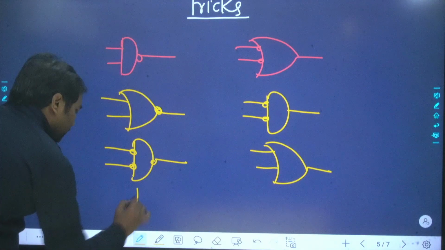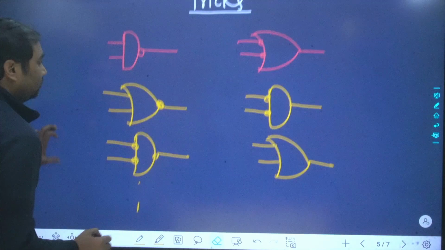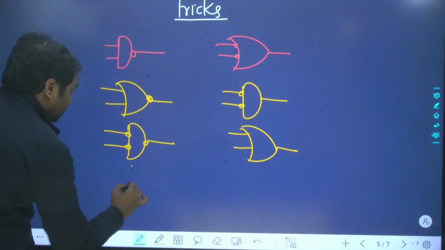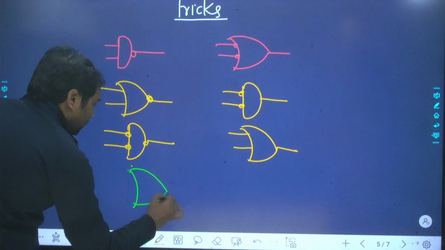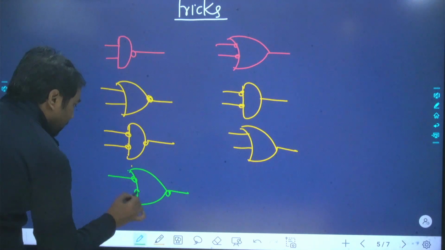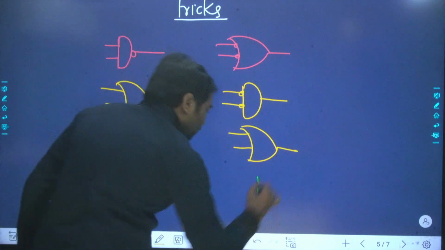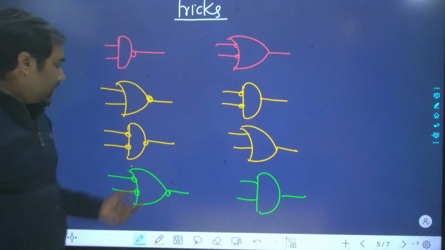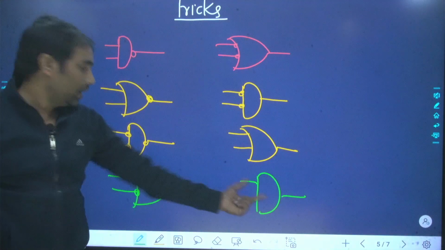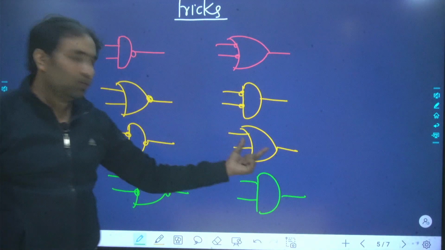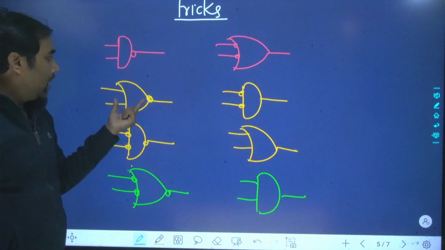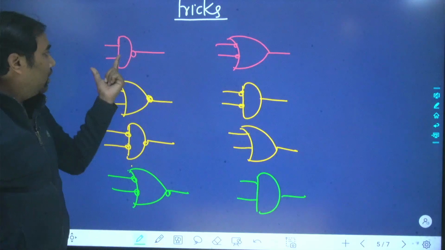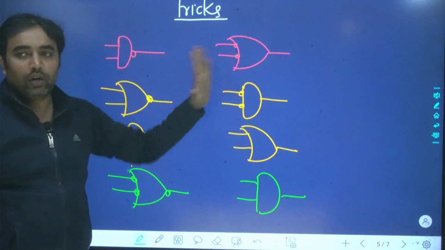And a bubbled NOR gate is equal to an AND gate, a bubbled NAND gate equals an OR gate, a NOR gate equals a bubbled AND gate, and a NAND gate equals a bubbled OR gate.